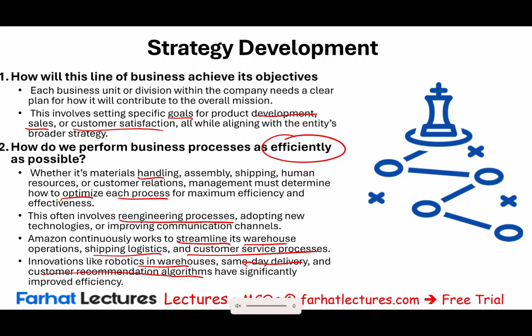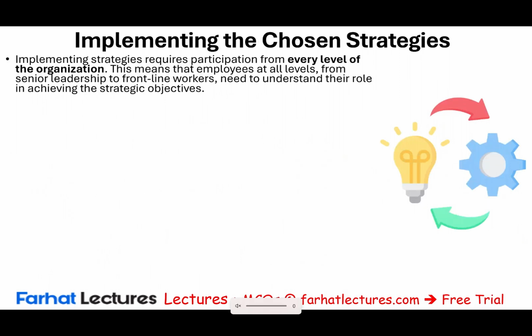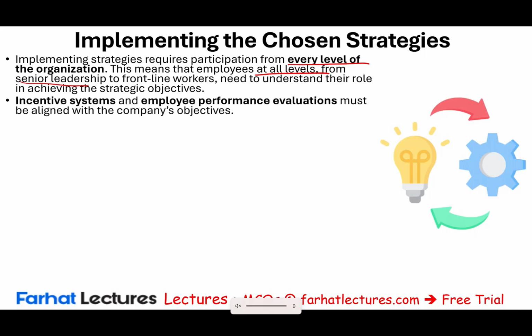Great, now we wrote the strategy, that's step 3. Step 4, let's implement the chosen strategy. Implementation requires participation from the entry-level people up to the top. This means that employees at all levels, from senior leadership to frontline workers, need to understand their role in achieving the objective. Now, they may not understand the full picture, but as long as they perform their role and the plan is created for everyone, then we should all be good.